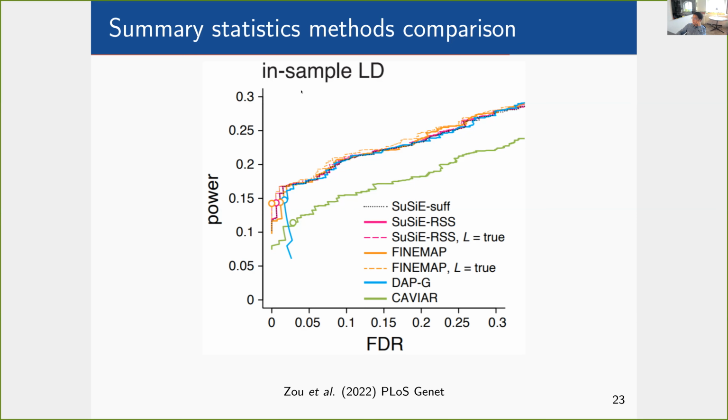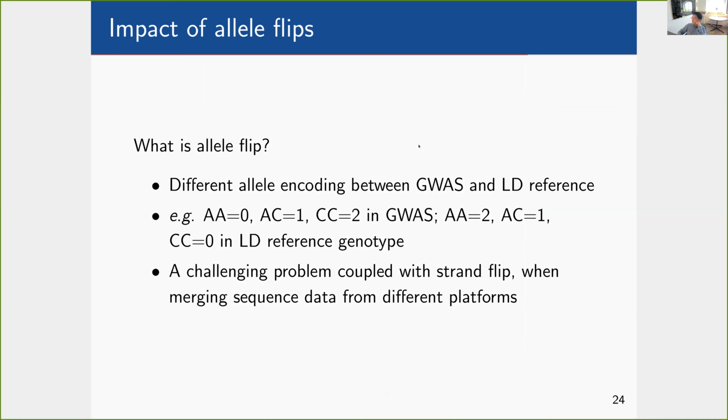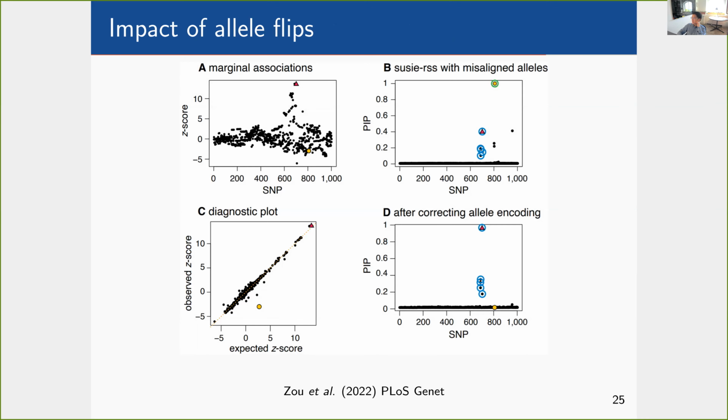The bottom line is that when you're using the in-sample LD computed from your genotype, then all the methods behave pretty much similarly. But when you have something unusual going on, such as using an external LD reference panel, you may have the allele flipping issue. That means your summary statistic and your LD reference don't even agree with each other on the coding of the SNPs. And that will result in conflict. In that case, something weird will happen.